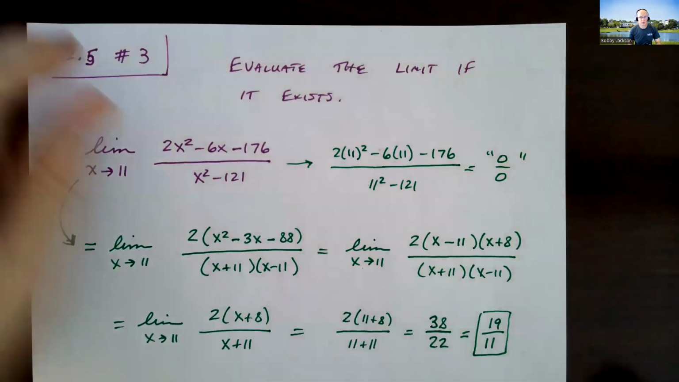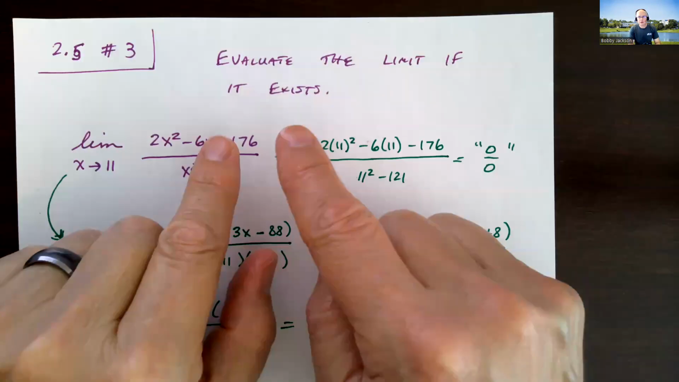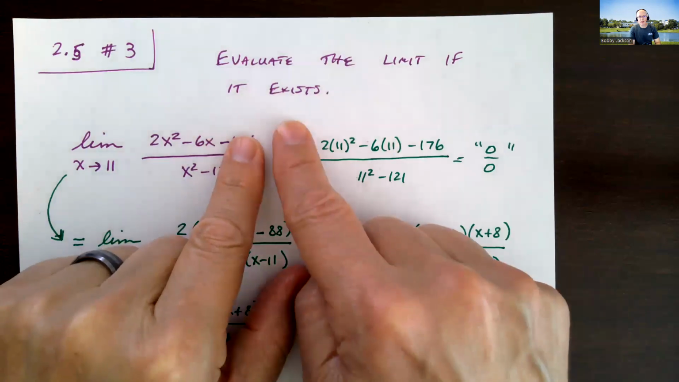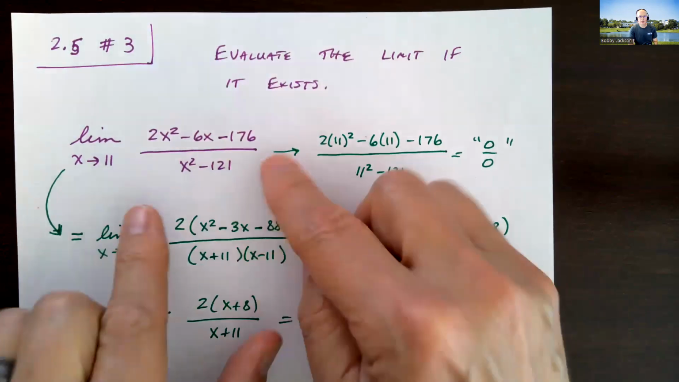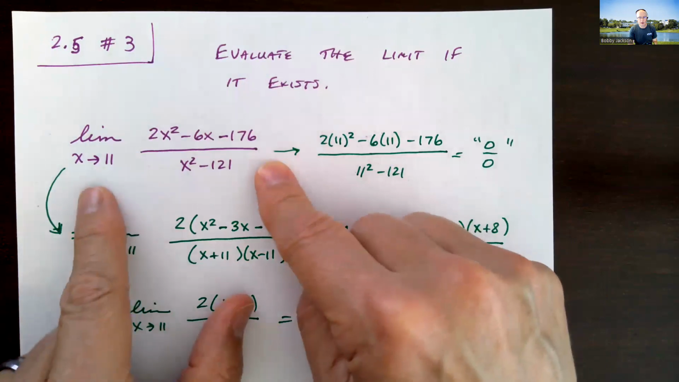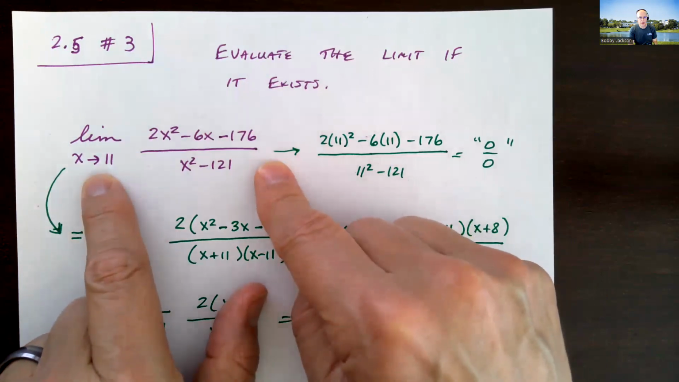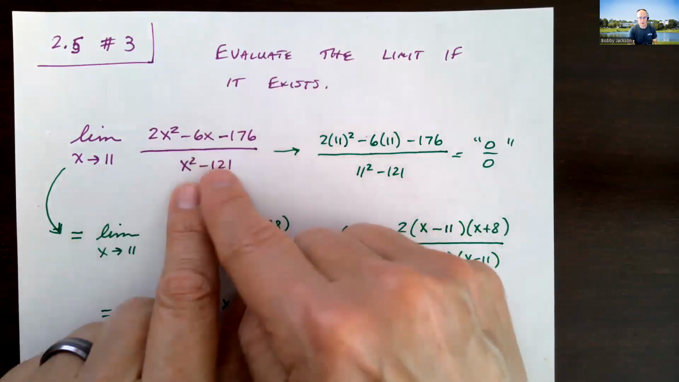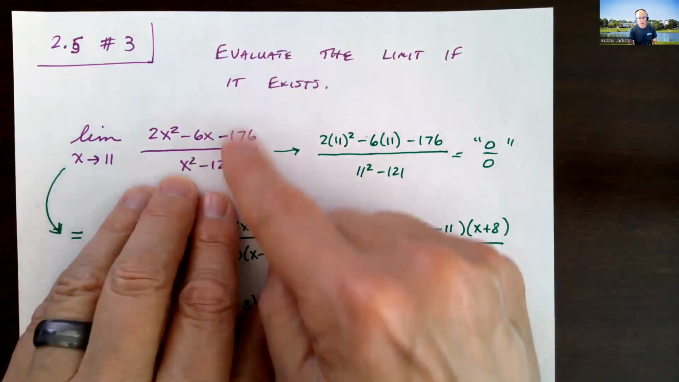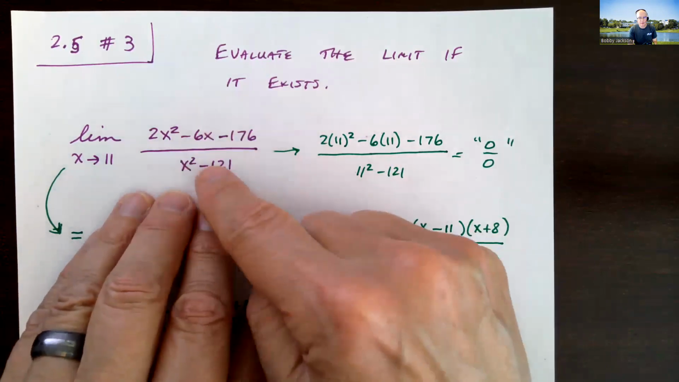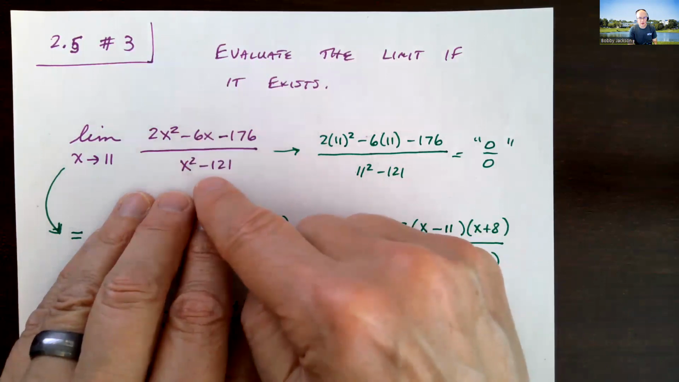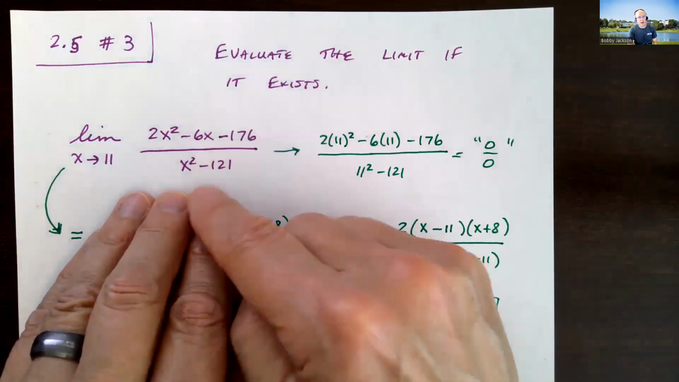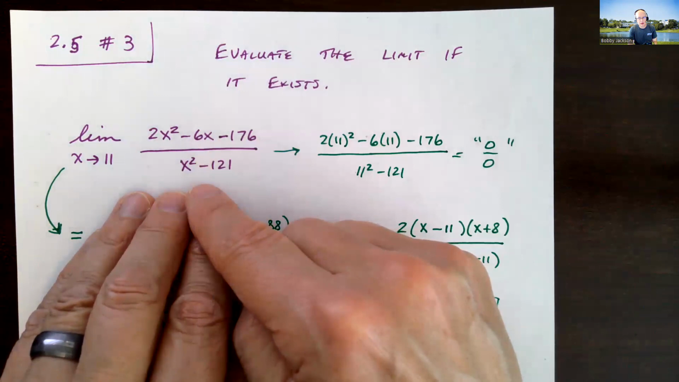Hey everyone, let's look at number 3 in section 2.5. We're going to evaluate the limit if it exists, and this is the limit that we're given. First thing you want to do is just plug in x equal 11 into these expressions. If we get a real number, that means that for this function, it's continuous at x equal 11, and we can just evaluate the limit directly.